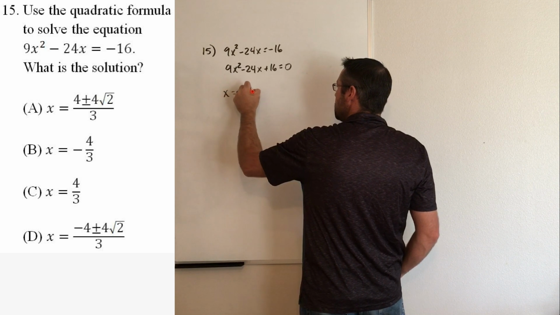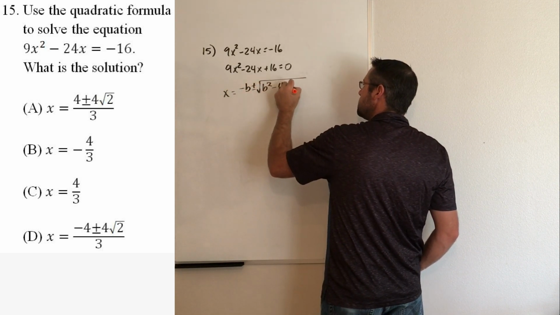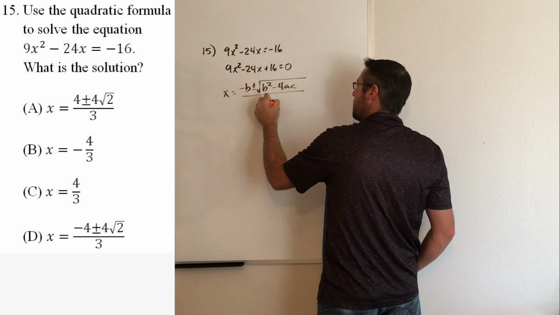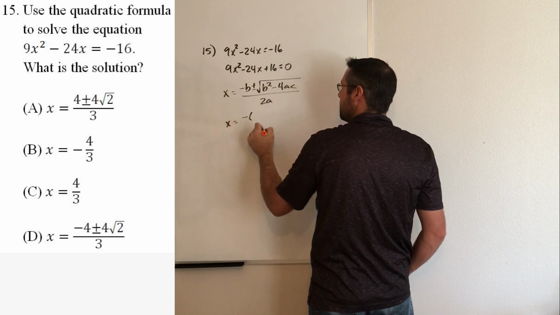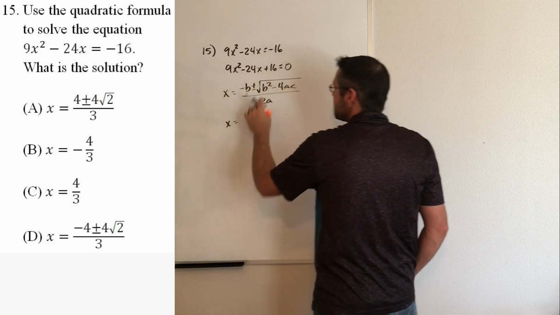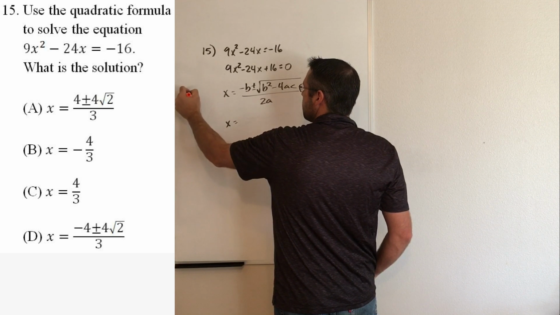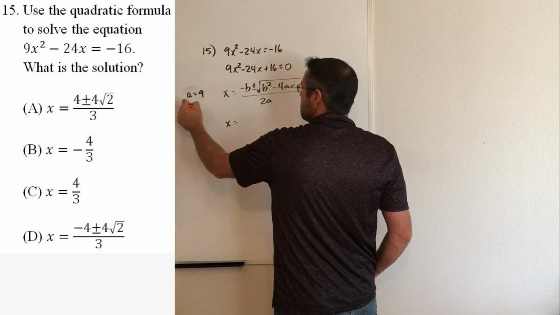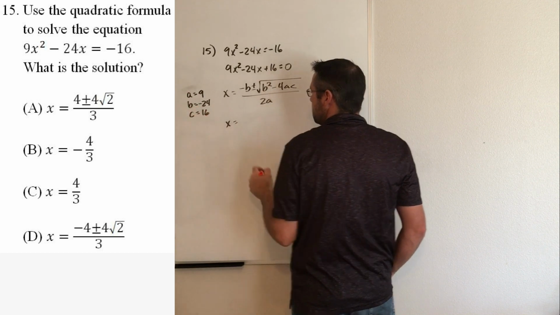x equals negative b plus or minus square root b squared minus 4ac all over 2a. Anyways, so x equals negative, well, maybe we should do this. Let's figure out what a, b, and c are. a is equal to 9, b is equal to negative 24, and c is equal to 16.